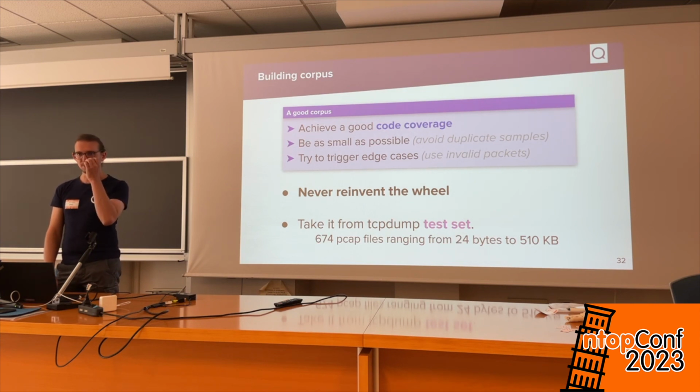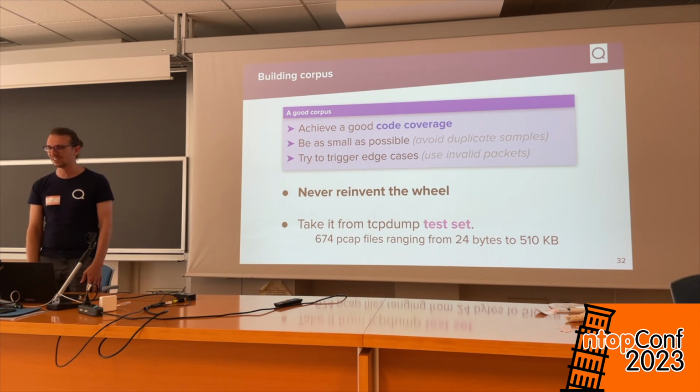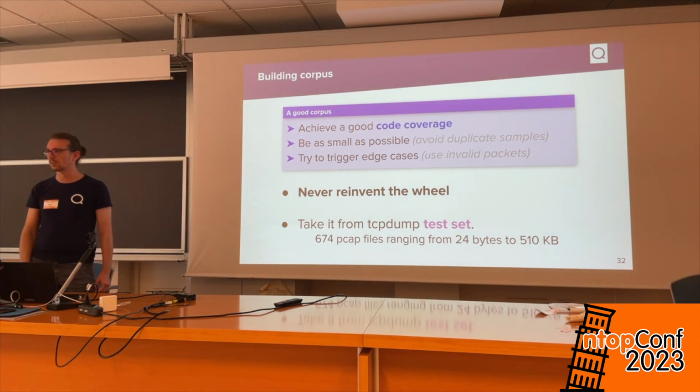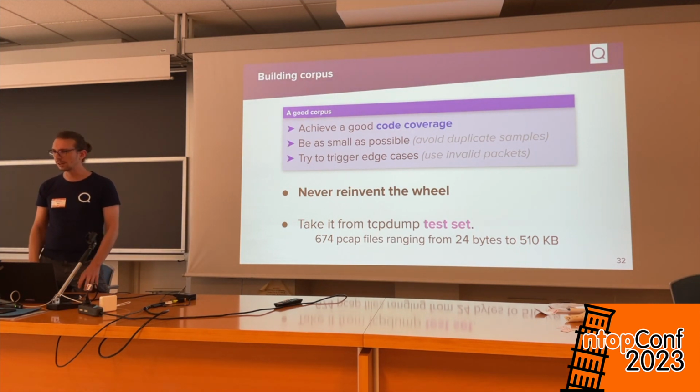Fortunately, I didn't have to spend too much time reinventing the wheel because I took it from the tcpdump test set that is already quite well done. It contains almost 700 pcap files of different sizes, ranging from 24 bytes to 500 kilobytes. And they contain a lot of invalid packets, some kinds of attacks, something quite fishy, and it was already well done. So I just took it and used it for ntopng.